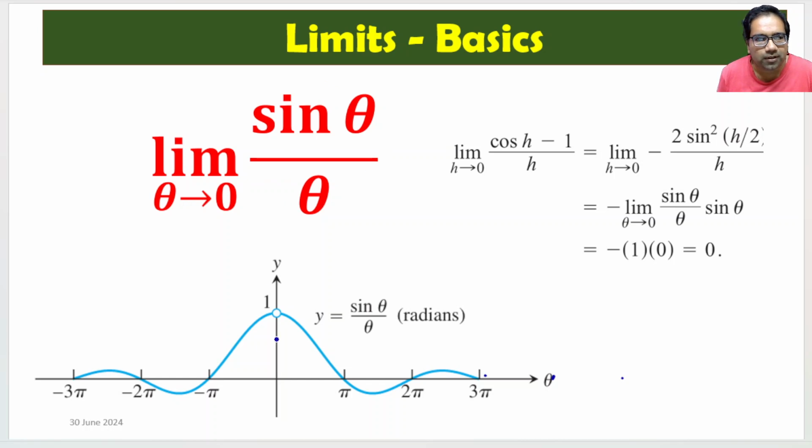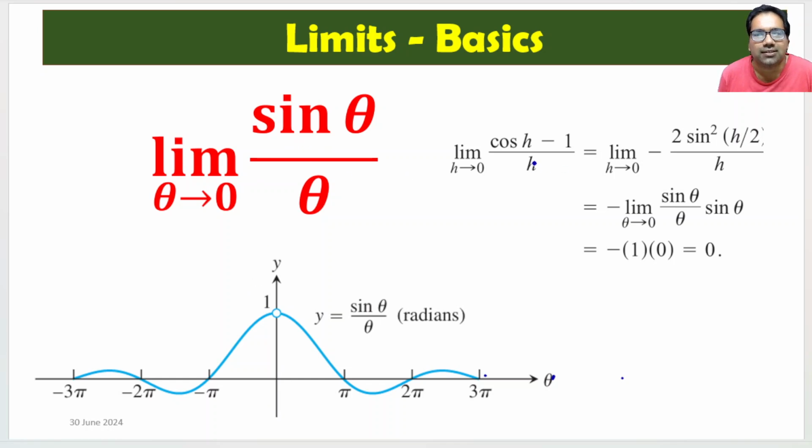We have derived the proof also, we have shown this graphically also. As long as theta is in radians, though we don't define this function at theta equal to 0, it approaches 1 from both the sides. This is an even function because both sine theta and theta are odd functions, and it is symmetric about the y-axis. The function approaches 1, so the limit is actually equal to 1.